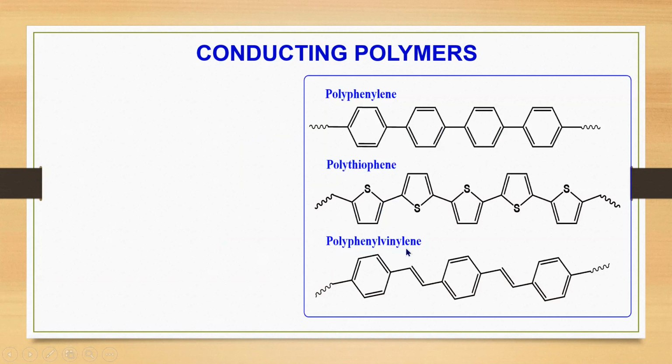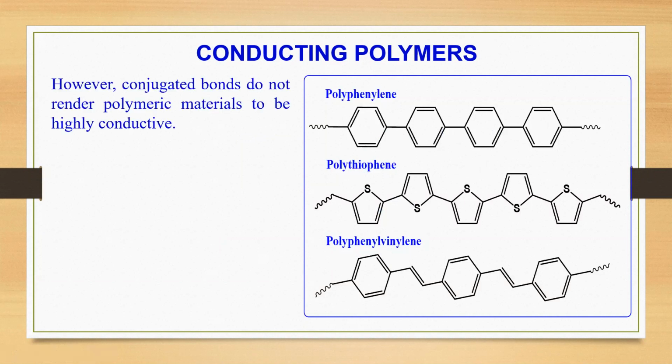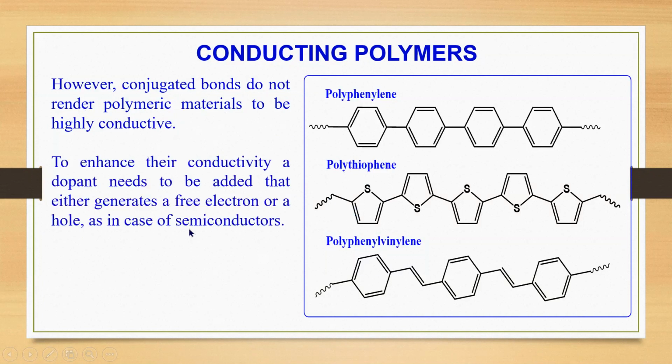Now I'm just going to get into a bit more detail of conducting polymers. Conjugated bonds do not render the polymeric material highly conductive. They are conductive, but they are not highly conductive. That means the conductivity is not to the tune of what metallic conductors have. So, if you have to make them conducting, then you need to enhance their conductivity.